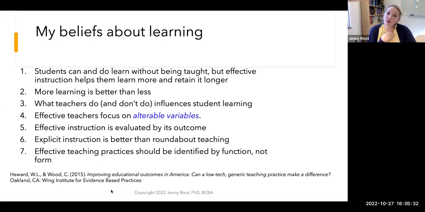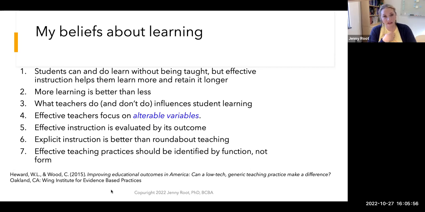I think that what teachers do and don't do influences student learning, right? So each of us makes decisions, and we have to make so many decisions as teachers, whether you're teaching children or adults, regardless of the setting or how many you have. And that's part of what makes teaching exciting, but also exhausting. It's constantly taking in information and making decisions.